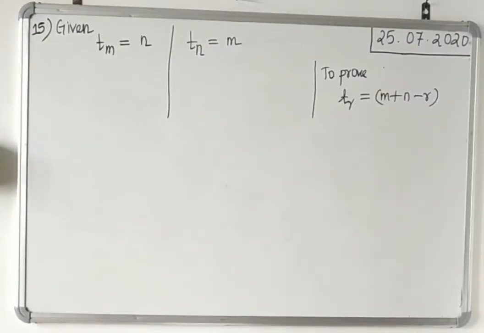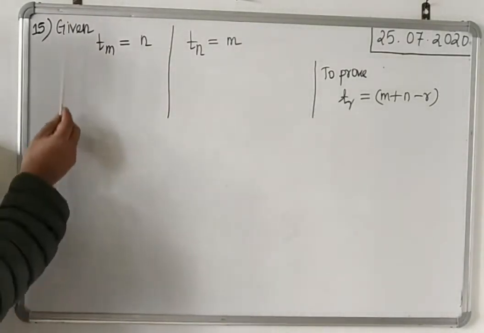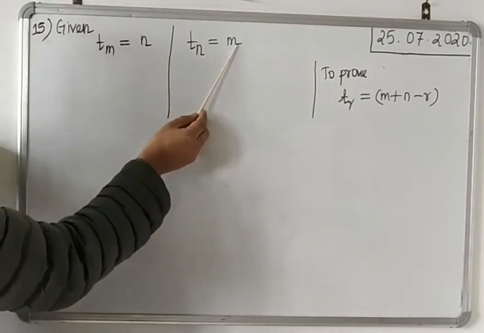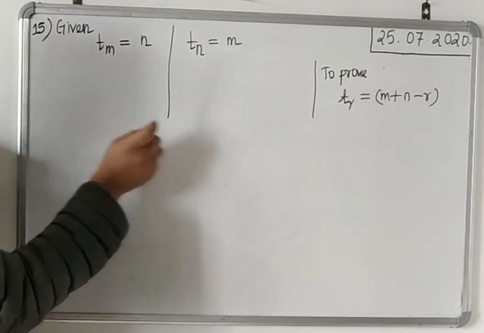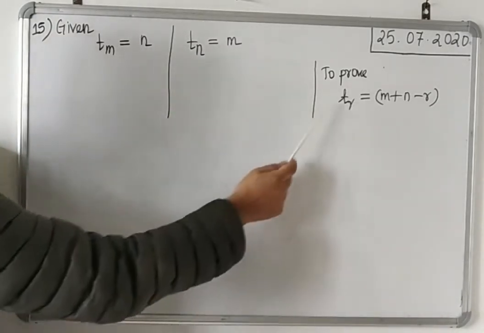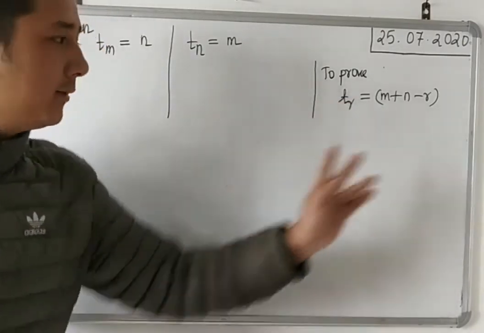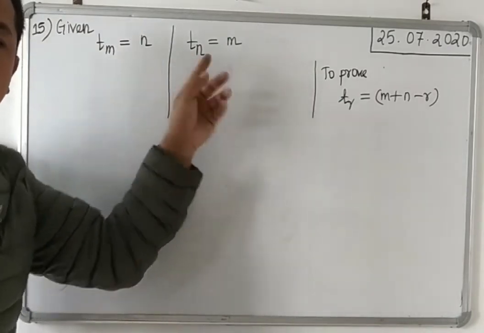Alright, so let us proceed with question number 15 now. Read the question. Given that the mth term is n and the nth term is m. Don't get confused. Tm is equal to n and Tn is equal to m. Again, two equations. We have to prove the rth term is this. So this is the later part. Let us just focus on the given conditions first.